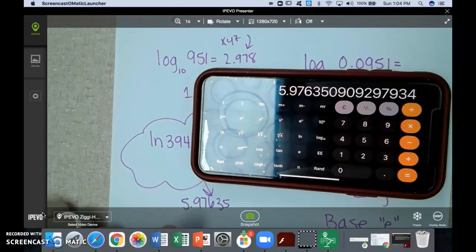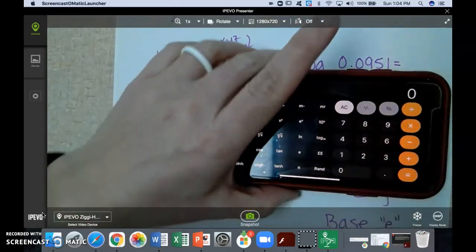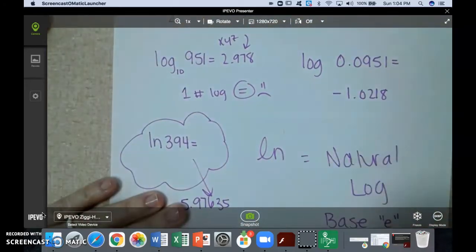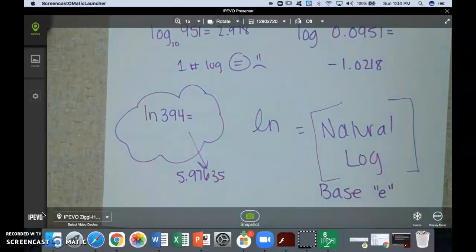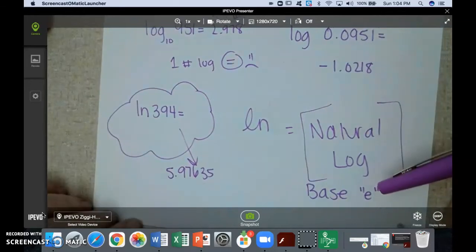Okay, so if you see ln, it's not a typo. That's called the natural log. We're going to use this when we do any kind of exponential growth, decay. Chemistry uses it a little bit. Biology uses it quite a bit more. Anything that grows very quickly like bacteria, okay?